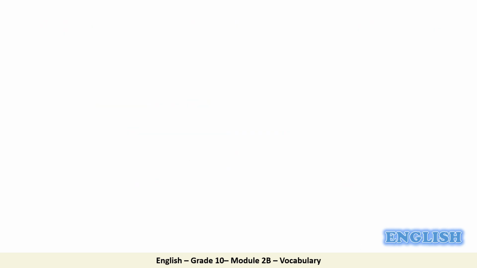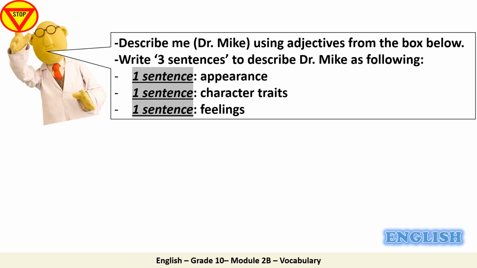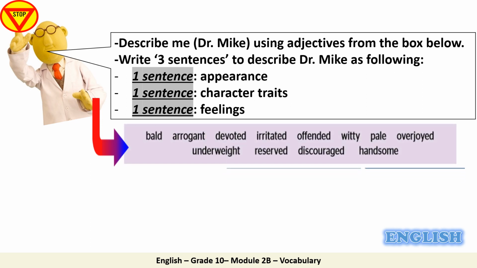This is the last station in today's lesson. Describe me, Dr. Mike, using adjectives from the box below. Write 3 sentences to describe Dr. Mike as following. 1 sentence to describe Dr. Mike's appearance, 1 sentence to describe Dr. Mike's character traits, and 1 sentence to describe Dr. Mike's feelings. Please use the following adjectives from the previous activity to describe Dr. Mike. Pause the video and please come back for a suggested answer.